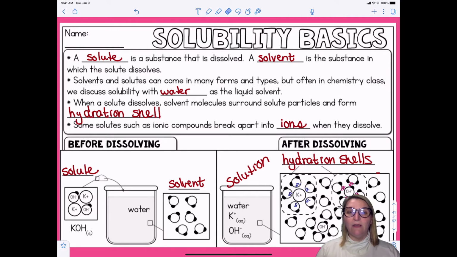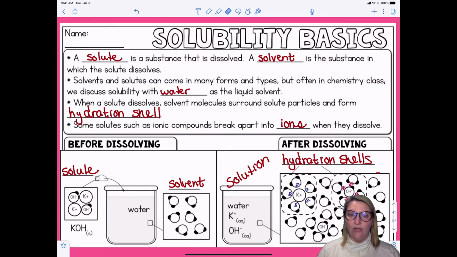A solute is the substance that is dissolved, where solvent is the substance that the solute dissolves into. Solutes and solvents come in many forms and types, but often in chemistry class, we talk about water in aqueous solution. Aqueous means dissolved in water. And when a solute dissolves, the solvent molecules, so usually the water molecules, surround the solute particle and form what's called a hydration shell, with the negative side of water surrounding the positive ion and vice versa. And some solutes, such as ionic compounds, break apart into ions when they dissolve.